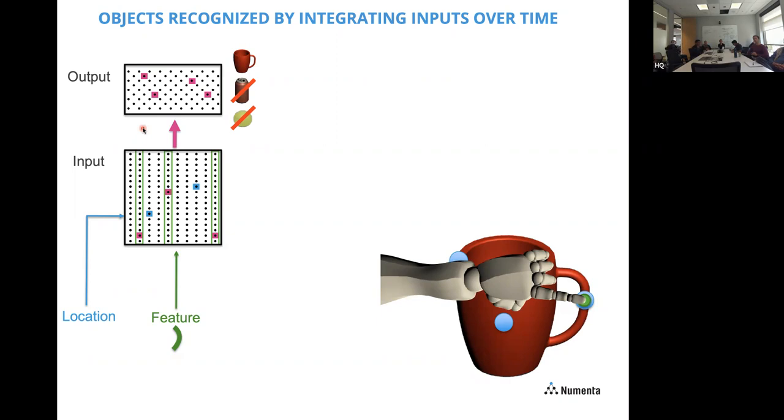So again, it's very similar to what I talked about before. It's dendritic segments causing predictions and winner take all, except there's a little more of a temporal component here. There's some stability to the activations in the output layer. That's the only difference.